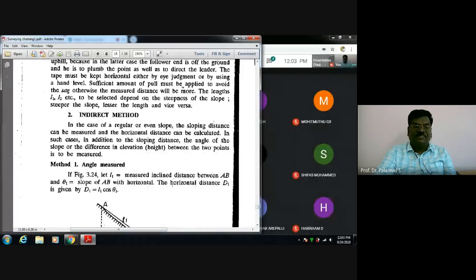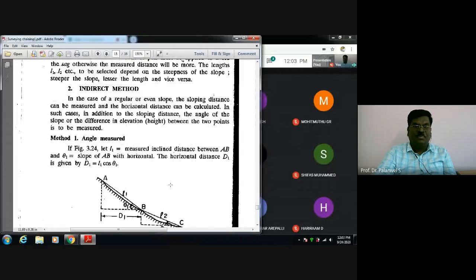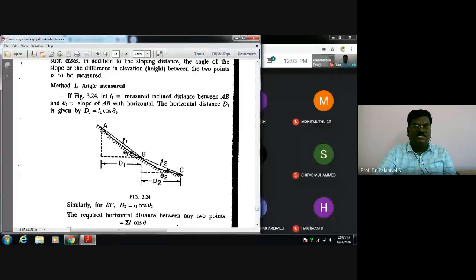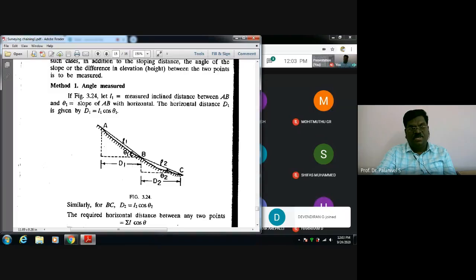Next, the indirect method. What is the indirect method of doing chaining on sloping ground? I have 2 points A and C like this, and I want to measure the distance from A to C. How do I do it? Because the slope is bilinear, I fix an intermediate point B. I want to measure the horizontal distance between A and C. In between, I see the terrain slope: from A to B the slope might be uniform, and then it varies from B to C, so it is bilinear or multilinear.